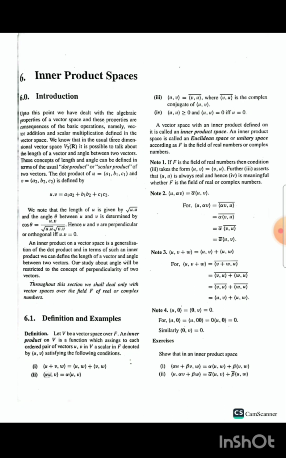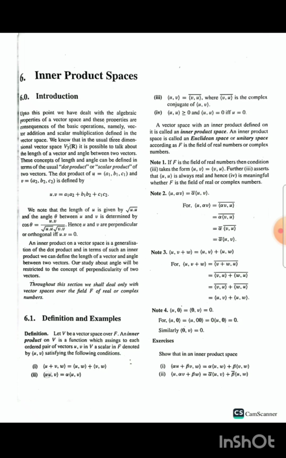And the third one, the inner product of u comma v plus w is equal to the inner product of u comma v plus the inner product of u comma w. So first we take the conjugation and split the terms using the addition, and again we take the conjugate and rewrite it as the inner product of u comma v plus the inner product of u comma w.